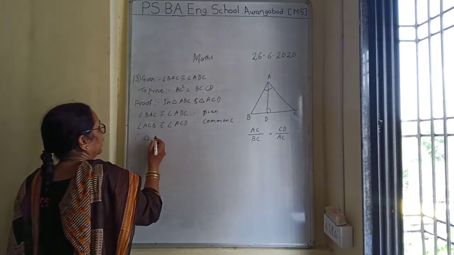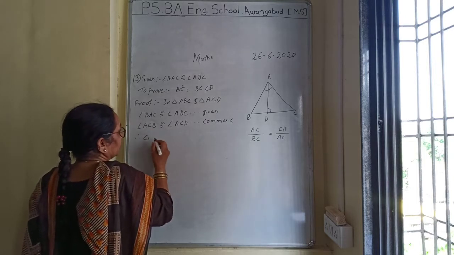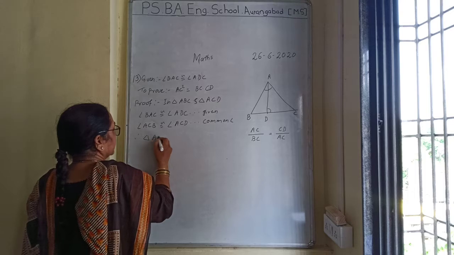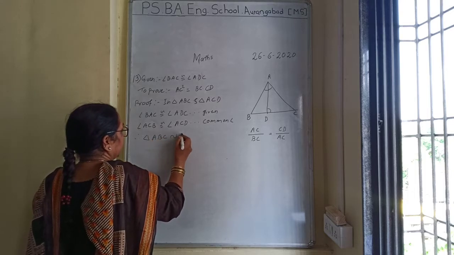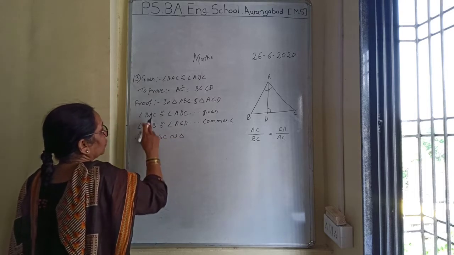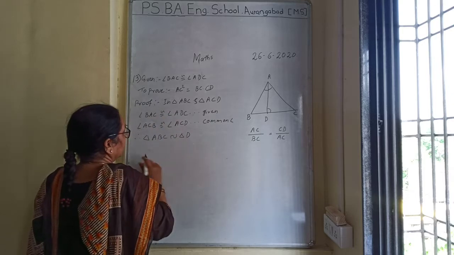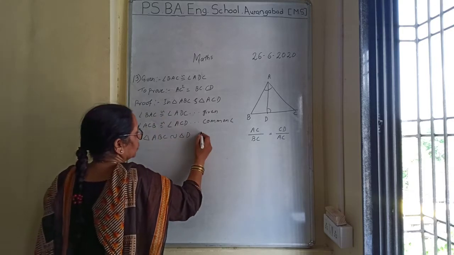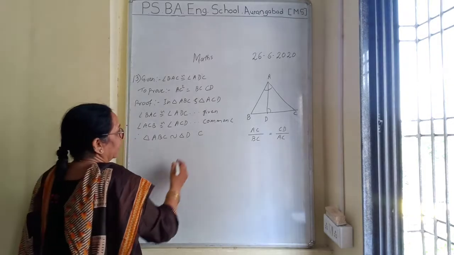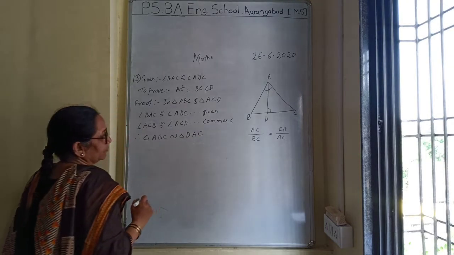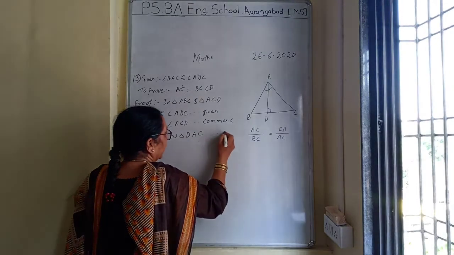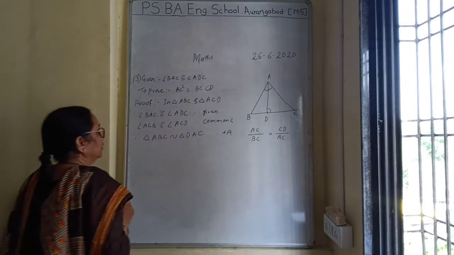Therefore, now here we are going to write the correspondence as triangle ABC similar with triangle. Now A is congruent with D, so D, and C is congruent with C. So the third letter must be C and the remaining A is written here. Reason will be AA test of similarity.